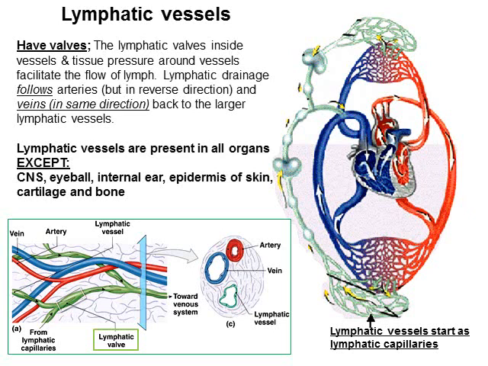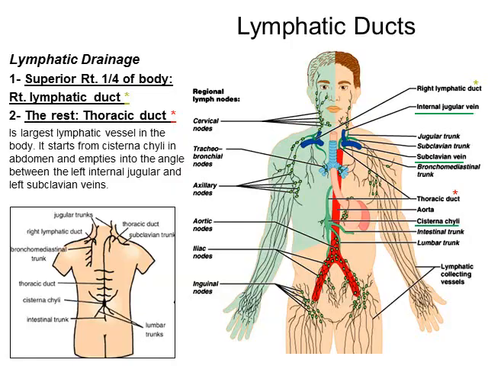The lymphatic vessels are present all over the body in several organs except the CNS, the eyeball, the internal ear, the epidermis of the skin, cartilage, and bone. These organs do not have lymphatic vessels. The lymphatic ducts, they are the largest lymphatic vessels. These ducts are two in the body.